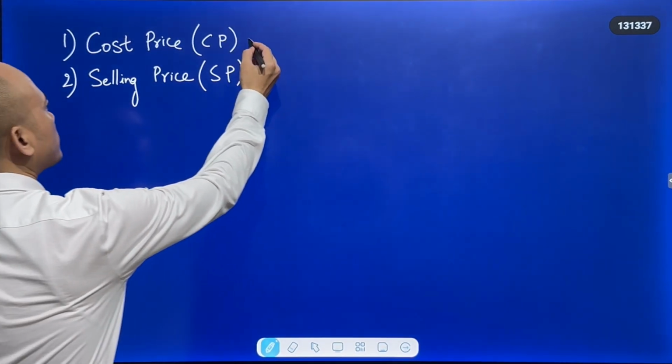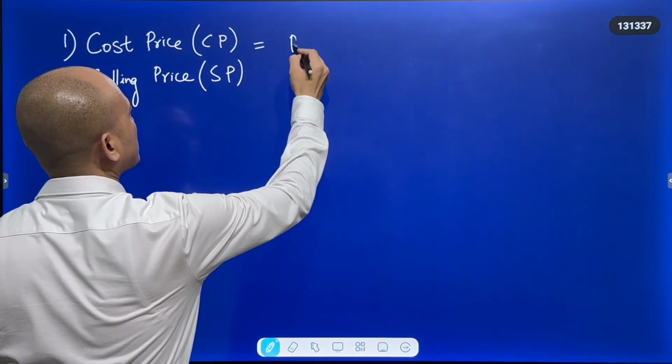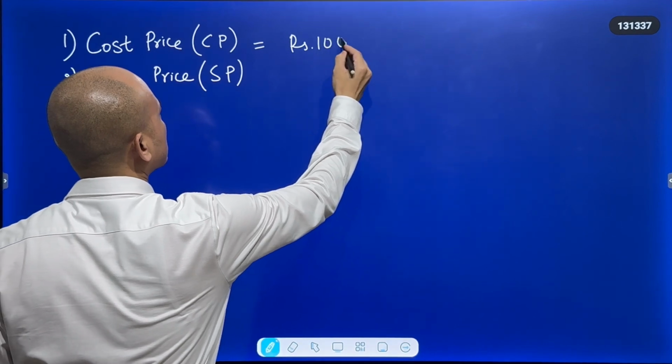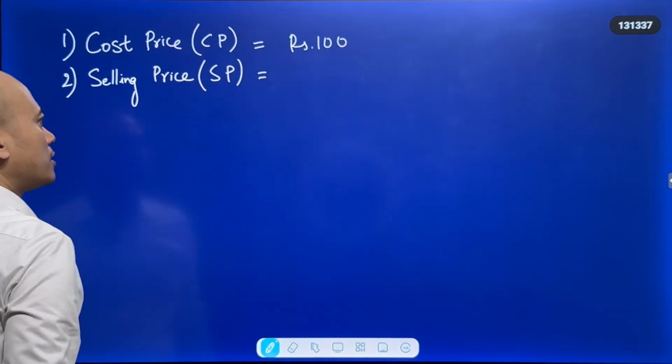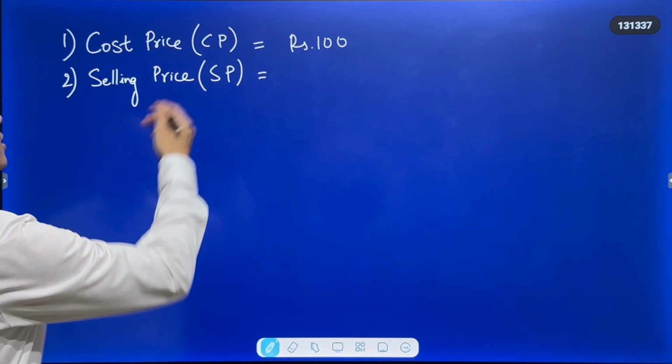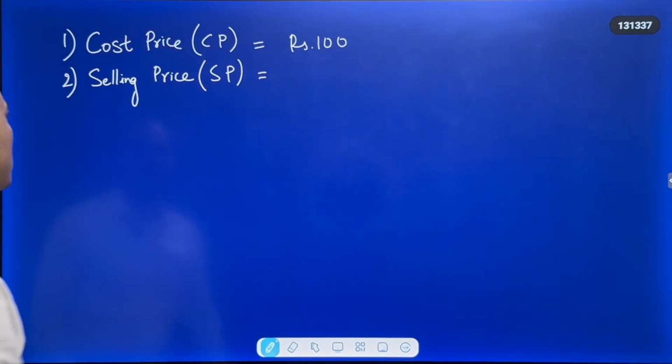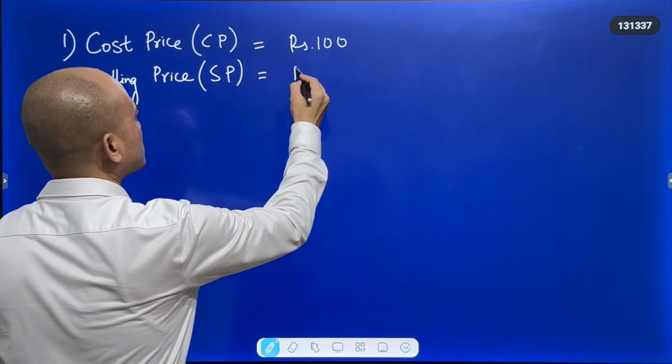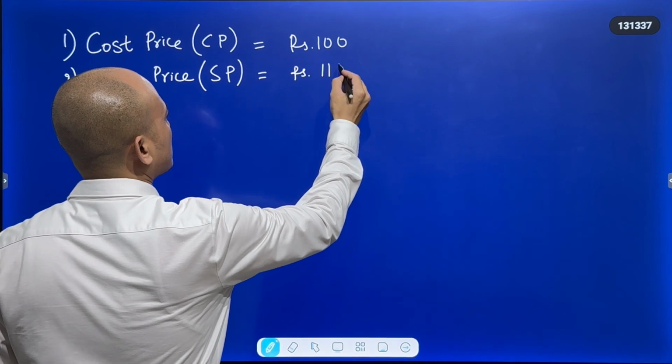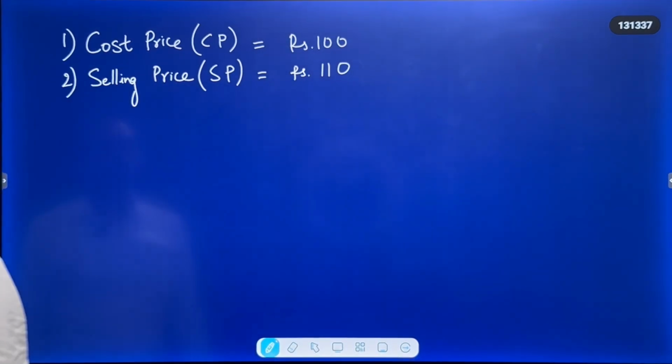If I buy something at 100 rupees, to make a profit I have to sell it at a higher price than 100. So let's say I sell at a price 10 rupees above cost price. So my selling price is 110.